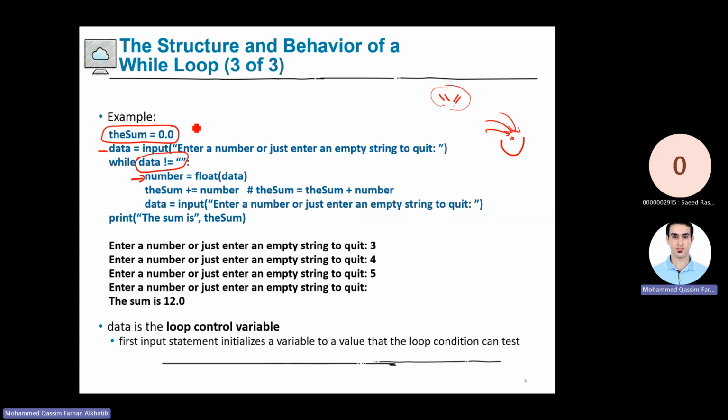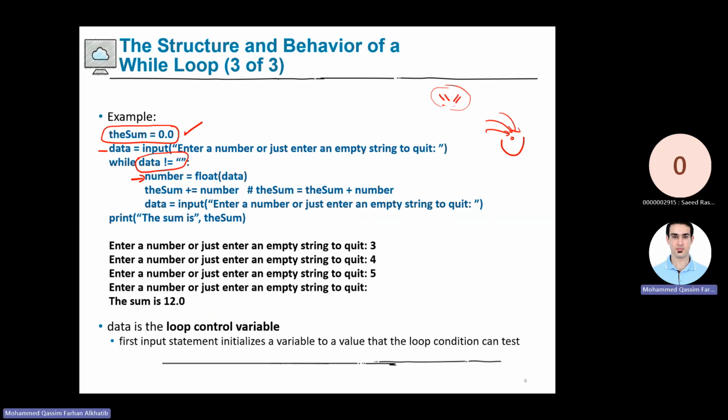So first, I need to initialize my summation to 0. Then I will input the value. Data equals, kindly input a number. And check, while data does not equal the empty string, I'll check the value I entered. Does it equal the empty string? If no, then I'll do the addition. So first check, is the data not equal to the empty string? In that case, it's yes. Then I will do the continuation.